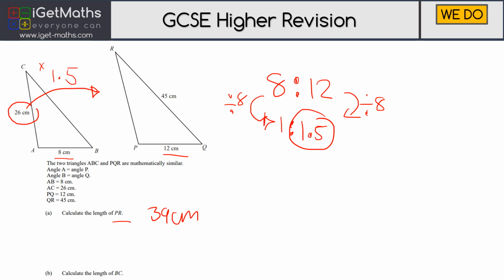Now, question B, you're going to calculate the length of BC. So the length of BC is this side, and you're going to get the corresponding side on the larger shape. So this time you're going from the larger shape to the smaller one, so you're going to divide. So we're going to do 45 divided by 1.5, which is the linear scale factor. And that gives you 30 centimeters for BC. And you're done.